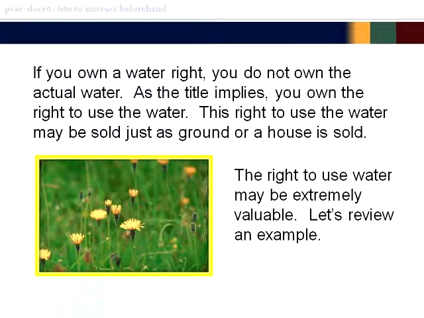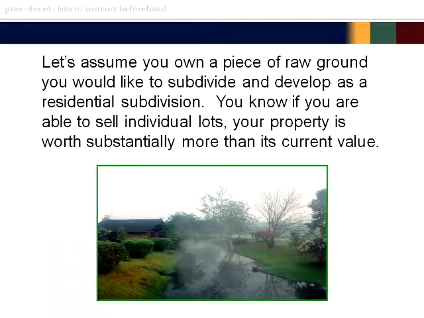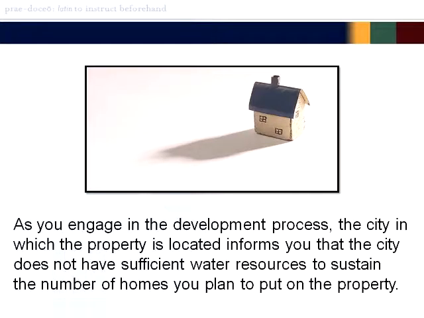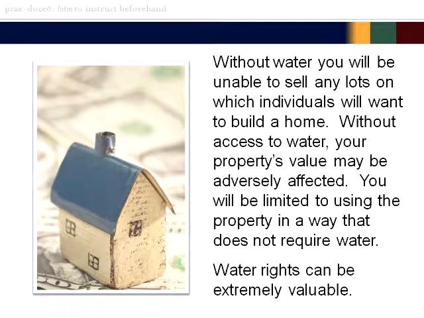Let's review an example. Let's assume you own a piece of raw ground. You would like to subdivide and develop it as a residential subdivision. You know if you are able to sell individual lots, your property is worth substantially more than its current value. As you engage in the development process, the city in which the property is located informs you that the city does not have sufficient water resources to sustain the number of homes you plan to build on the property. Without water, you will be unable to sell any lots on which individuals will want to build a home.